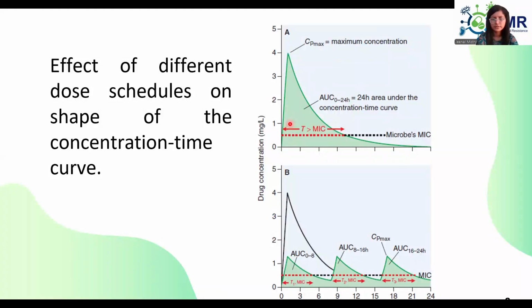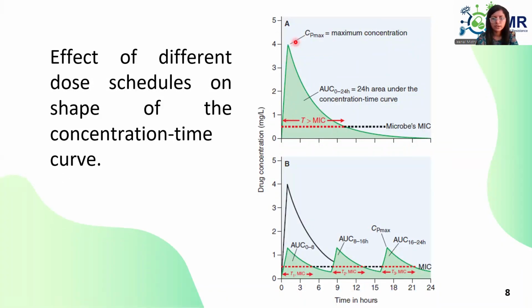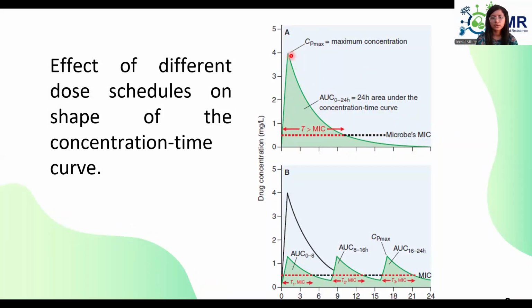So once daily dosing is showing how the area under the curve is 0 to 24 hours, right? This is the peak plasma concentration, and this is the time required to achieve the minimum inhibitory concentration. So this is the time that is more than the minimum inhibitory concentration. Okay, so this graph is suggesting this.